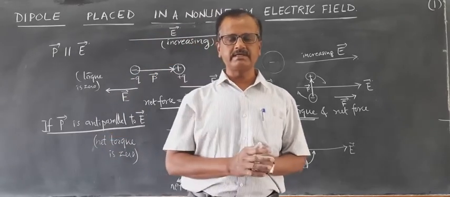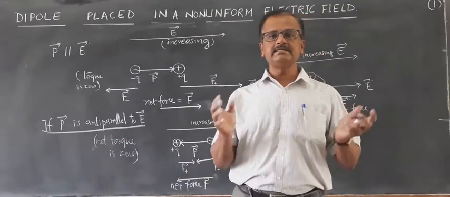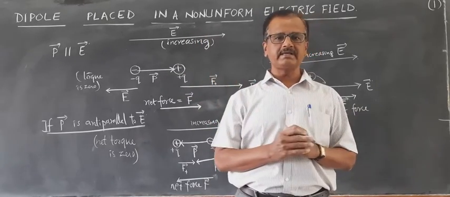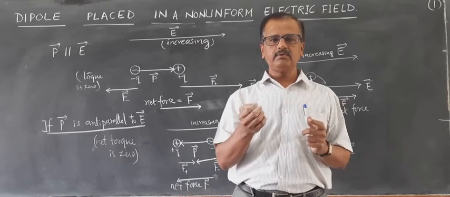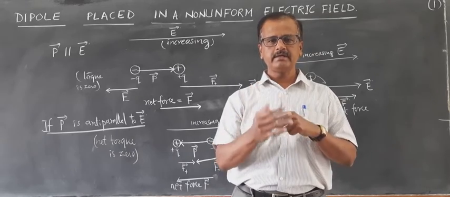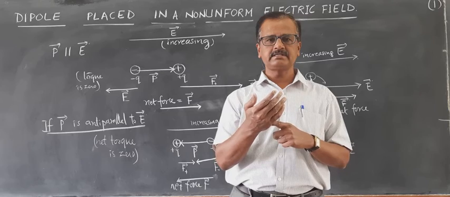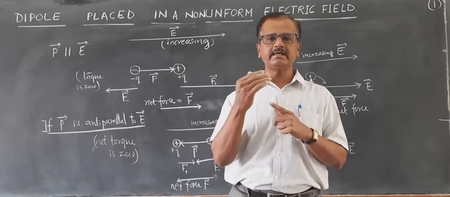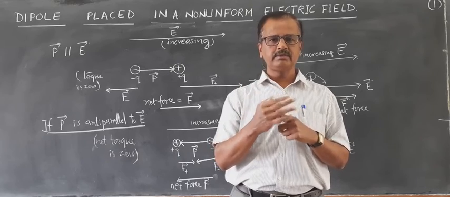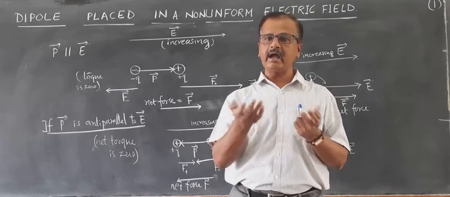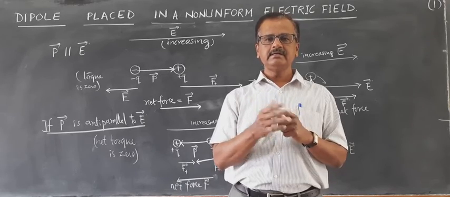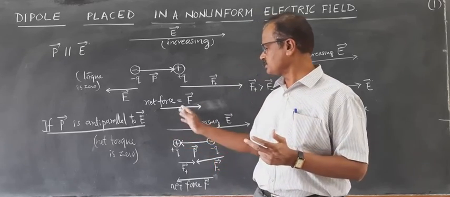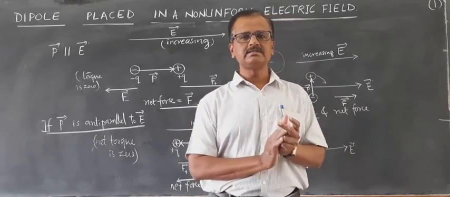So in general, what we can say is, when there is an increasing electric field, or in general a non-uniform electric field, the dipole undergoes torque, then accelerates in the direction of the electric field when the dipole moment and electric field are parallel to each other. When the dipole moment and electric field are anti-parallel to each other, then it experiences torque and then accelerates in the opposite direction. This is how we control.